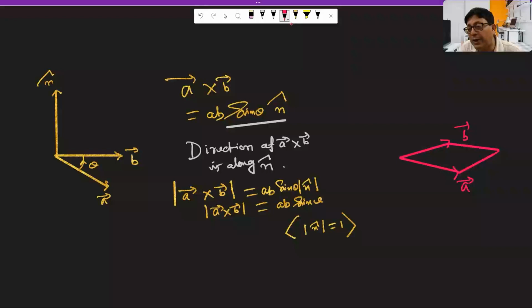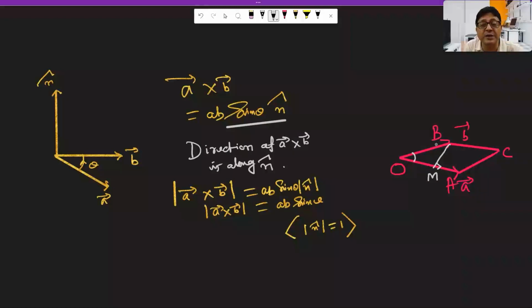So this parallelogram is completed. The parallelogram is OACB. What is the area of this parallelogram? If you draw a perpendicular here, the length of the perpendicular, that is BM, is the height of the parallelogram. So the area of the parallelogram will be what?